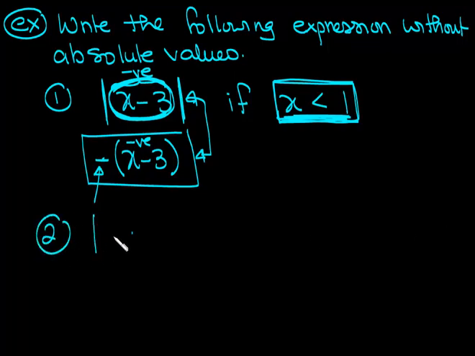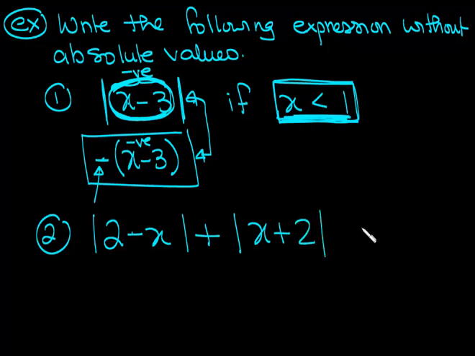Let's say if I have the absolute value of 2 minus x plus the absolute value of x plus 2, if x is greater than 3. So let's do this. Again, I want to write this expression without absolute values. I have absolute values here and here. So if I'm going to drop those absolute values, write it without absolute values, I need to know the inside, whether it's positive or negative. So let's start with this.